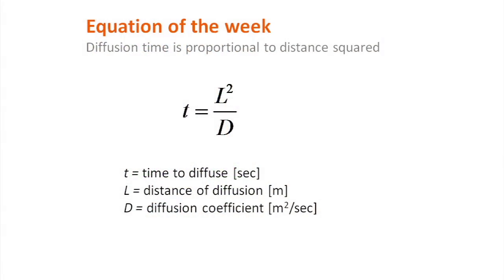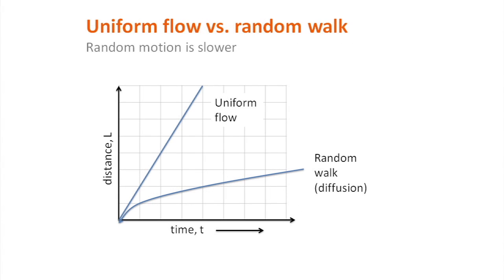So this is the time, and it goes as the square of the distance divided by the diffusion coefficient. Let's look at what that means. If you look at how far they go, if it travels in a uniform way, it goes in a very straight line. But if you want to go a certain distance and you're diffusing, it takes much longer. It goes much more slowly.